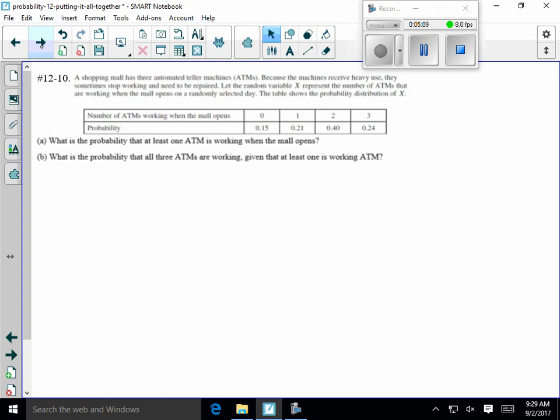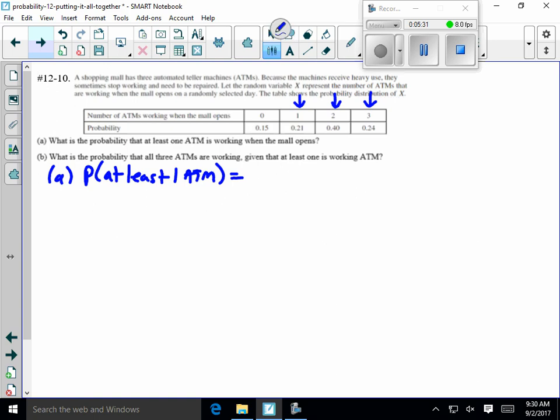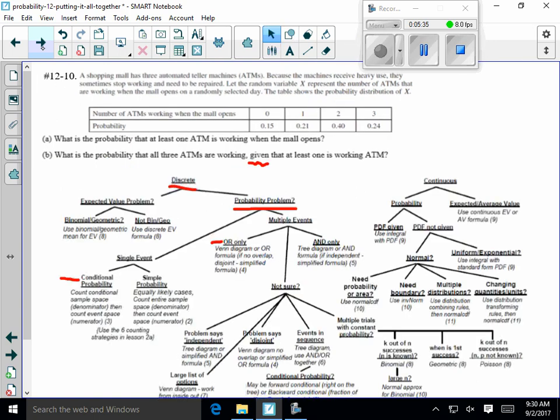Okay, so the way I would look at this, first of all, is for A, the probability that at least one ATM is working, right? There's a couple ways we could think of it. You could think of it this way, that at least means that the one case will work, the two case will work, the three case will work. There's three different cases, so this becomes a multiple event, right? In fact, let's look at the tree here. This is definitely a discrete probability problem.